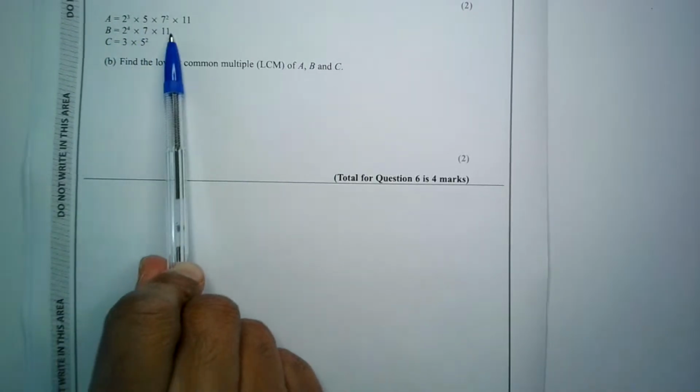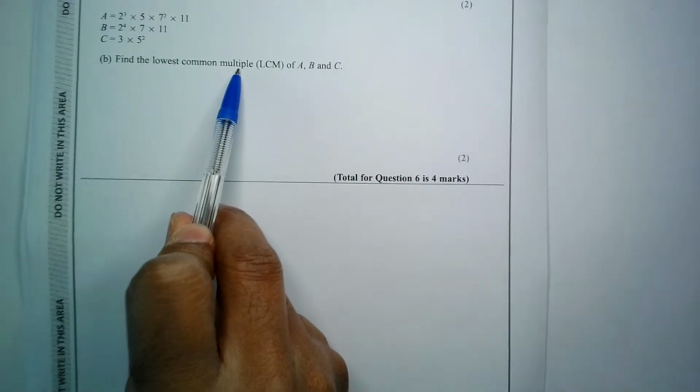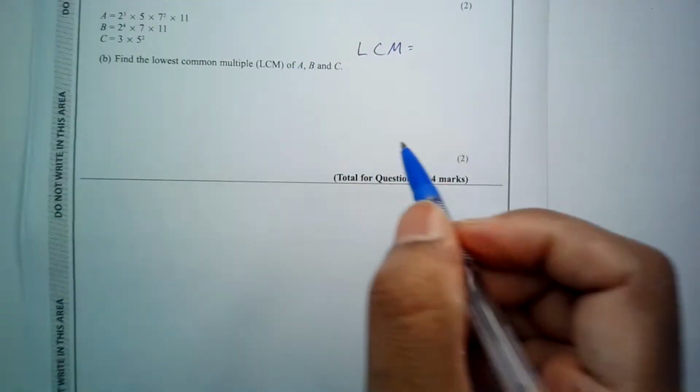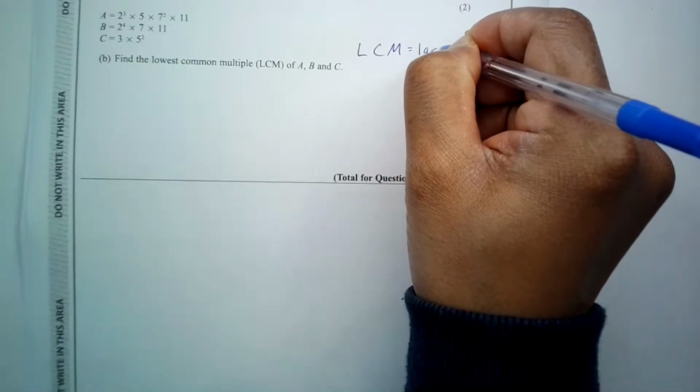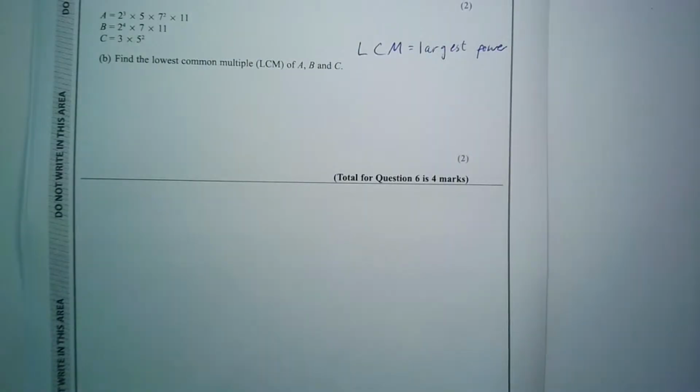So when we are looking at powers, I need to be thinking about the powers. Lowest common multiple, so it's in the times tables of these numbers. When I'm looking at my powers for LCM, I'm looking for the largest power.